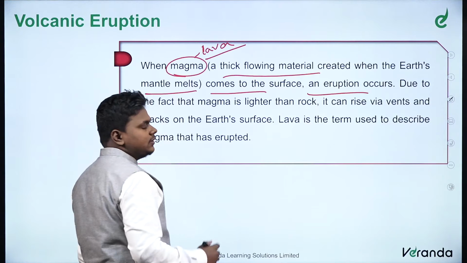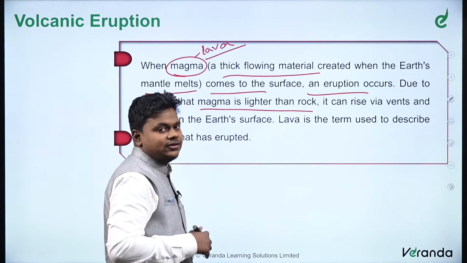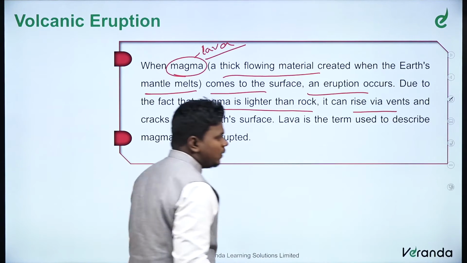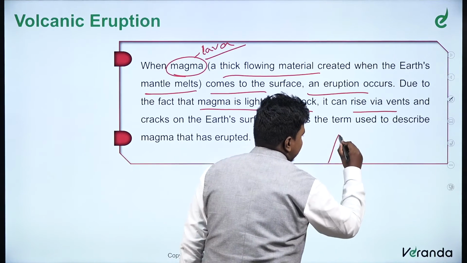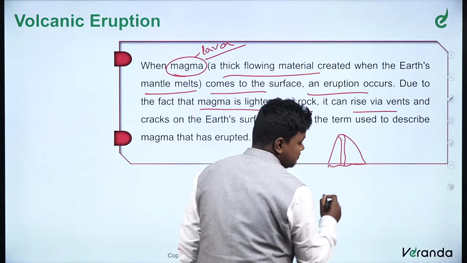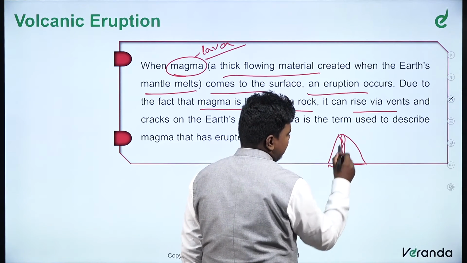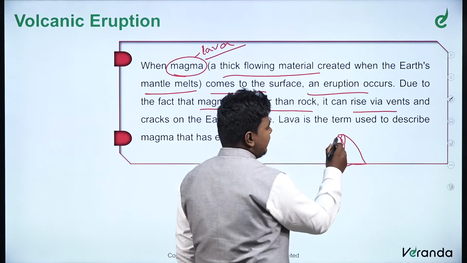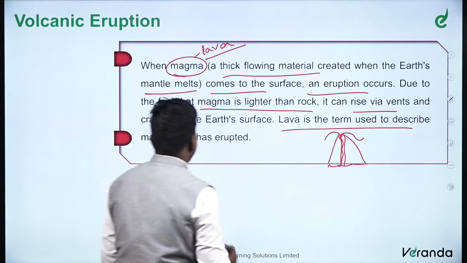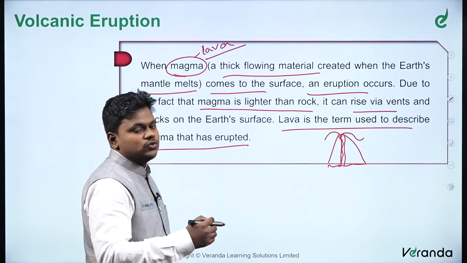Because magma is much lighter than rock, and since it is in liquid form, it can rise. So if there is a volcano, the magma here will rise since it is lighter in weight than the rocks present. That is why it will erupt. Lava is the term used to describe the magma that has erupted. So as we discussed, the magma which erupts out of a volcano is called lava.